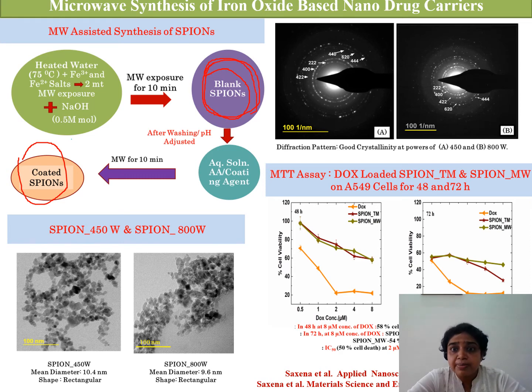We found it is superparamagnetic at room temperature, with very low coercive field. In addition, here we can see the crystallinity of the synthesized SPIONs was very good. Here I have shown the XRD pattern of two SPIONs synthesized at different power. The first one is at 450 watt and the second one at 800 watt. In addition, the size of the SPIONs, that is superparamagnetic iron oxide, was very uniform, which is again an added advantage of microwave synthesis, because they are of very much use as nano drug carriers.